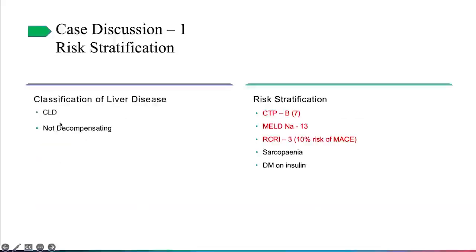So classification-wise, this is chronic liver cell disease, not decompensated. Risk stratification: Child B, and other than that, MELD-Na score was 13, and the revised cardiac risk index was 3%, with a 10% risk of major adverse cardiac events, and the patient was sarcopenic, and diabetic on insulin. So those are the risk factors we had. So again, this is a high-risk patient.